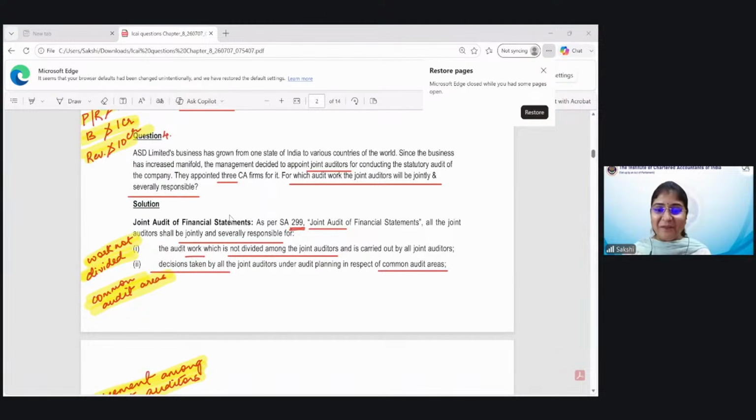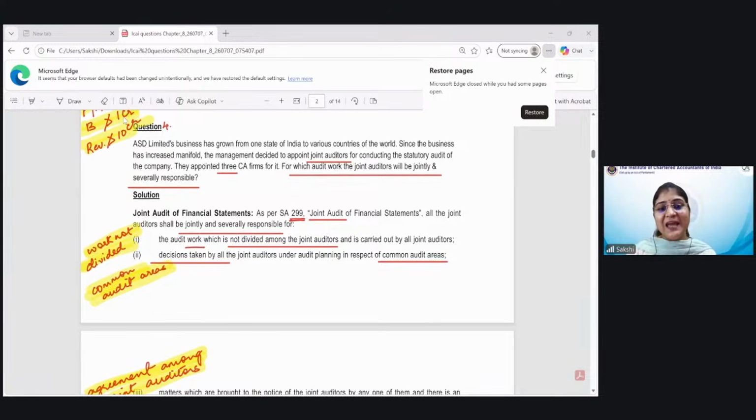Okay. So coming to the next question. ASD Limited's business has grown from one state of India to various countries of the world. Since the business has increased manifold, the management decided to appoint joint auditors. As joint auditors come, you remember SA 299, 99 joined together. So two auditors joined together, two firms joined together, 99 joint auditors. Will you remember this SA number?